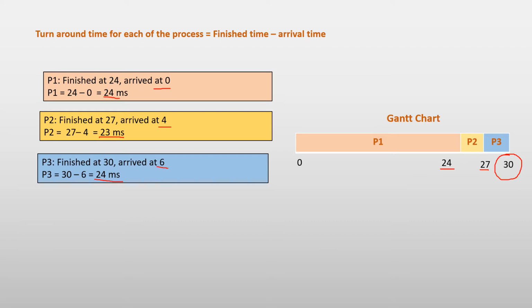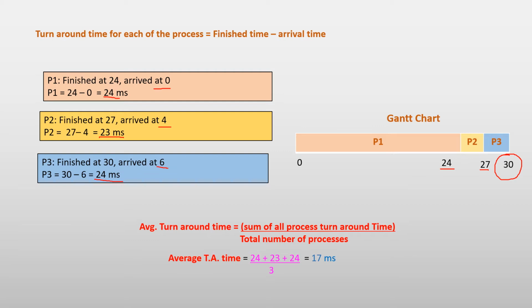So the average turnaround time is 24 plus 23 plus 24 divided by 3, which is equal to 17 milliseconds. So the average turnaround time for each of these processes in the system is 17 milliseconds.